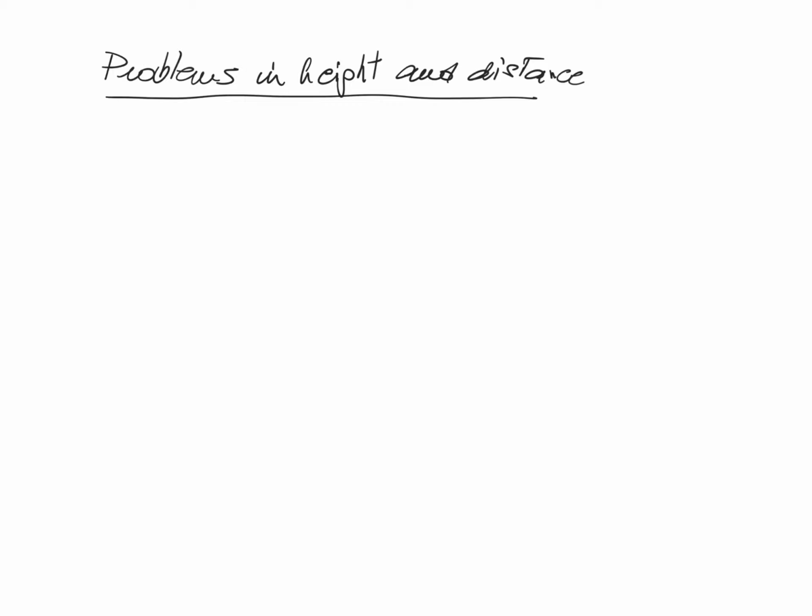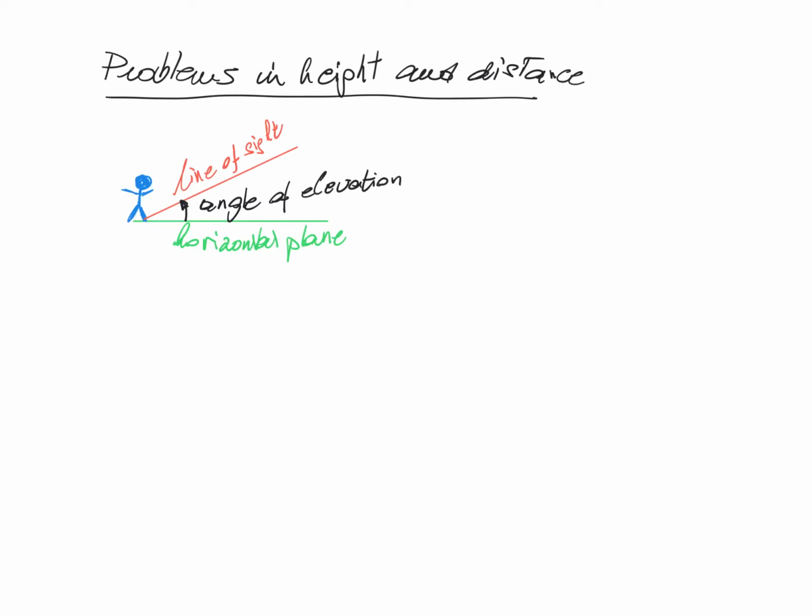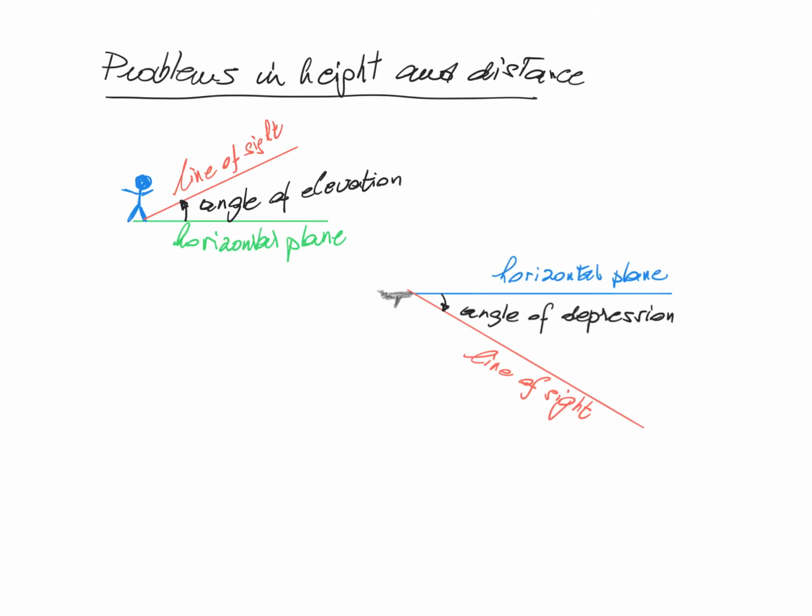This kind of problem will be encountered in real life and can be solved using trigonometry. To solve this, we have to know what an angle of elevation or an angle of depression is. An angle of elevation is the angle that you obtain when you look upwards, so when your line of sight moves up and you measure the angle always from the horizontal plane, which most often will be just the ground level. The angle of depression is the exact opposite.